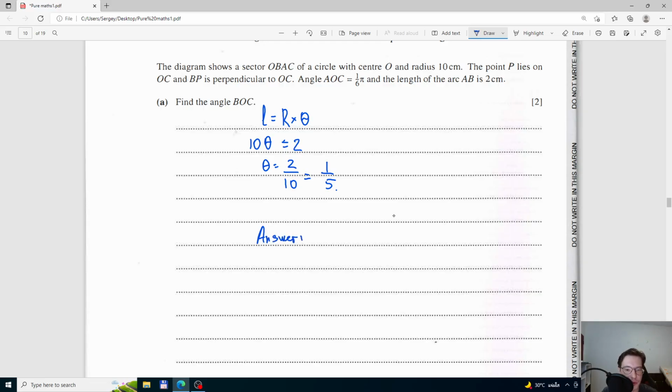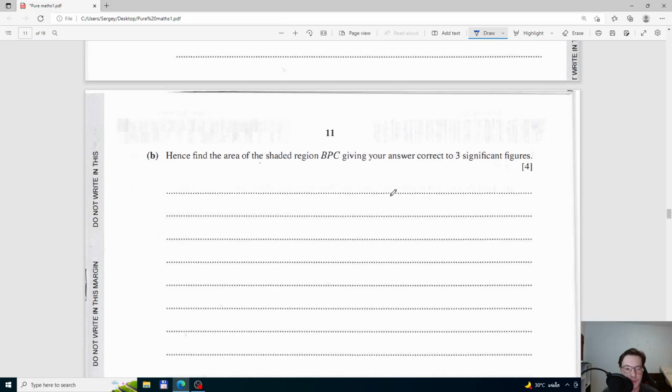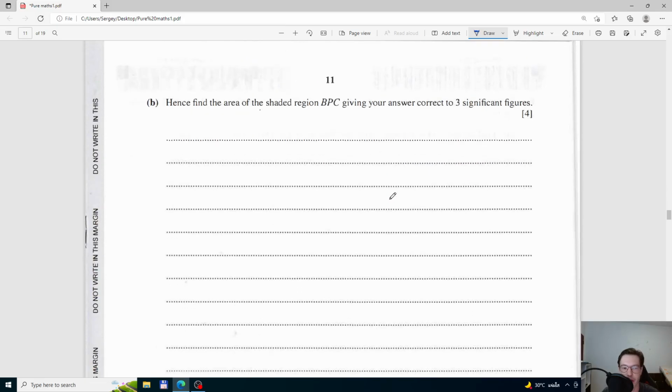So my answer is going to be 1 over 5 plus pi over 6. And I'm going to move on to the next one. Okay, hence find the area of the shaded region BPC, giving my answer to 3 significant figures.